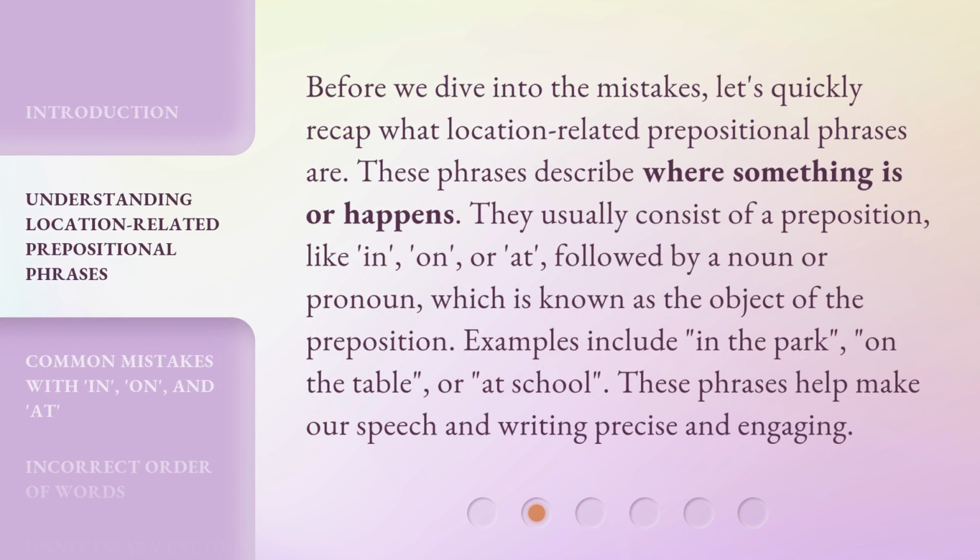Before we dive into the mistakes, let's quickly recap what location-related prepositional phrases are. These phrases describe where something is or happens. They usually consist of a preposition, like in, on, or at, followed by a noun or pronoun, which is known as the object of the preposition. Examples include in the park, on the table, or at school. These phrases help make our speech and writing precise and engaging.